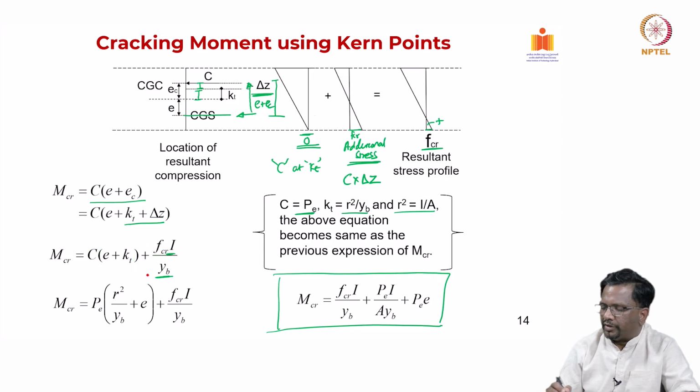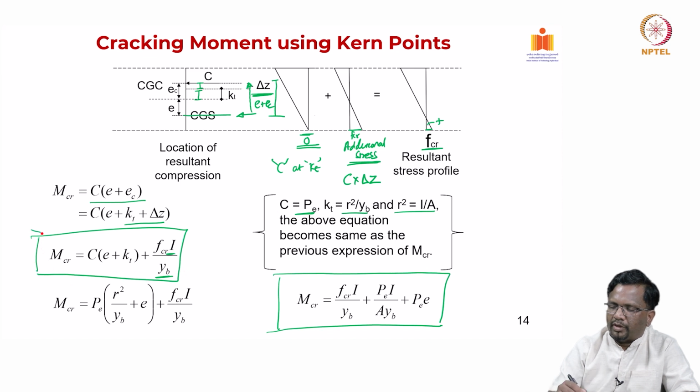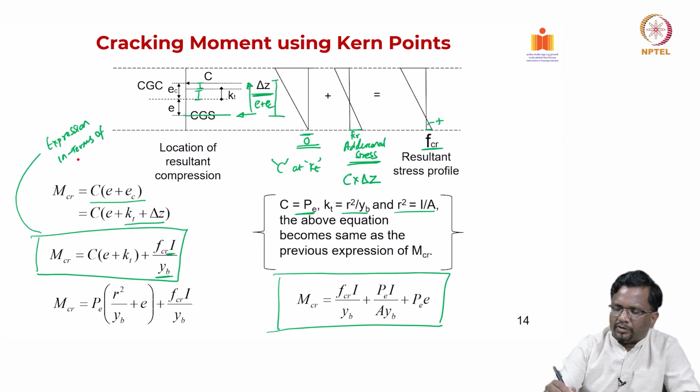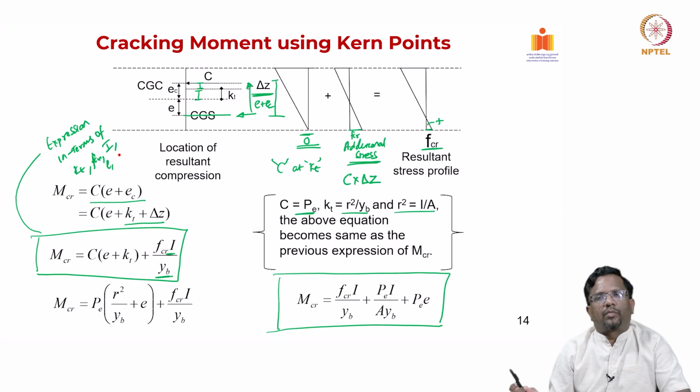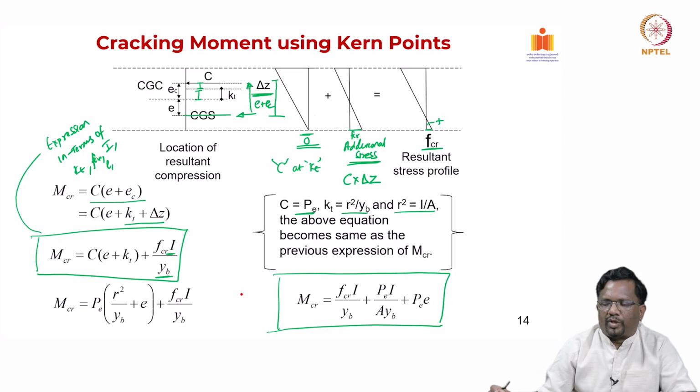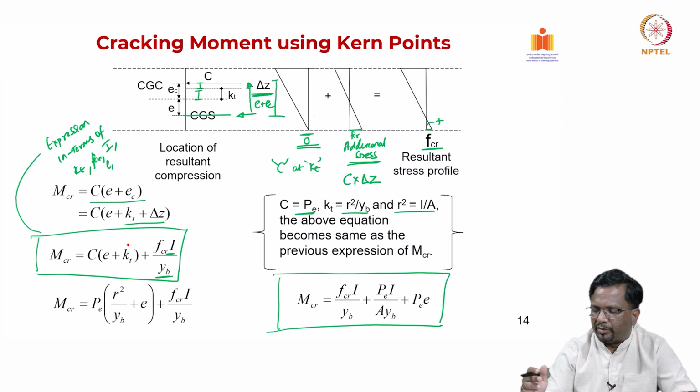This expression, if you see, is a simple expression in terms of just KT and KB, maybe we can say, okay, KT and FCR and sectional properties like I and E, and so on, right. So, finally, they are all one and the same. So, this is just a simple expression only in terms of your kern points. Using kern points and other sectional properties, you can quickly find out your cracking moment.